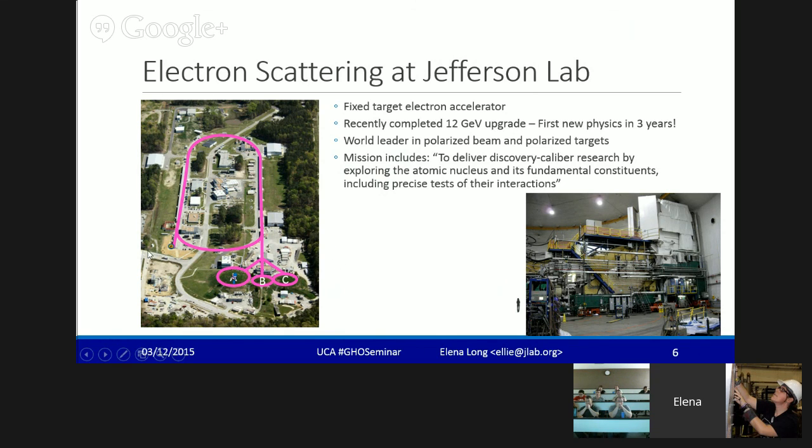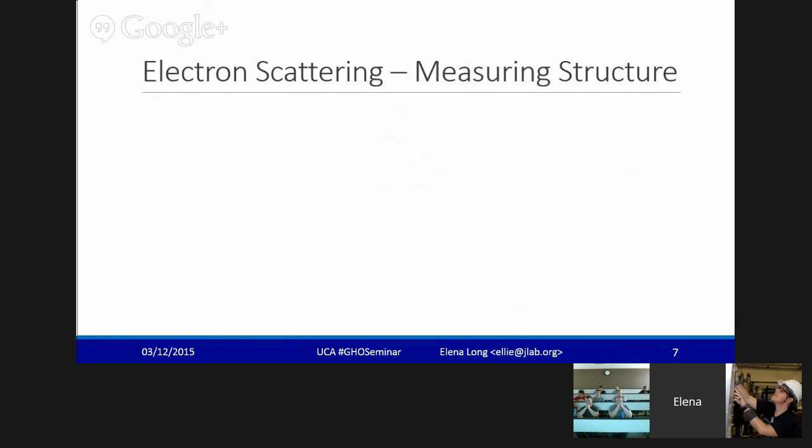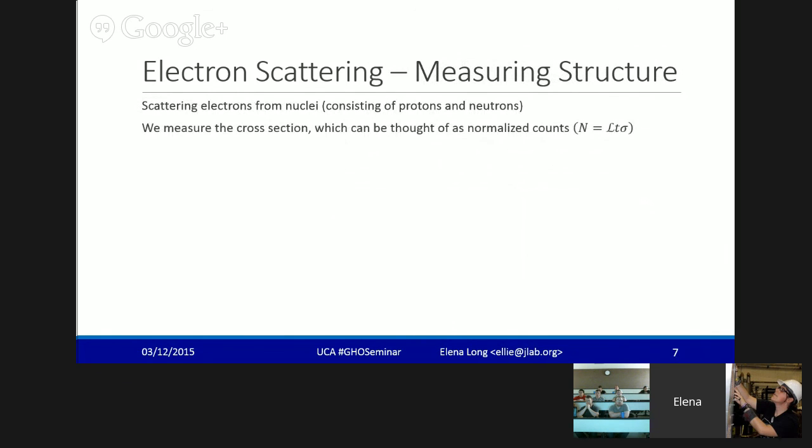We have our electrons come in, and like I mentioned, get accelerated around, and then go into one of the experimental halls, hit the target, and go into the detectors. So we can use this kind of machine to start measuring the structure of protons and neutrons, which is what we're interested in. What we use for measuring this is a quantity called the cross-section. Think of this as a normalized amount of counts. So N, the number of counts we're looking at, equals the luminosity times time times the cross-section.